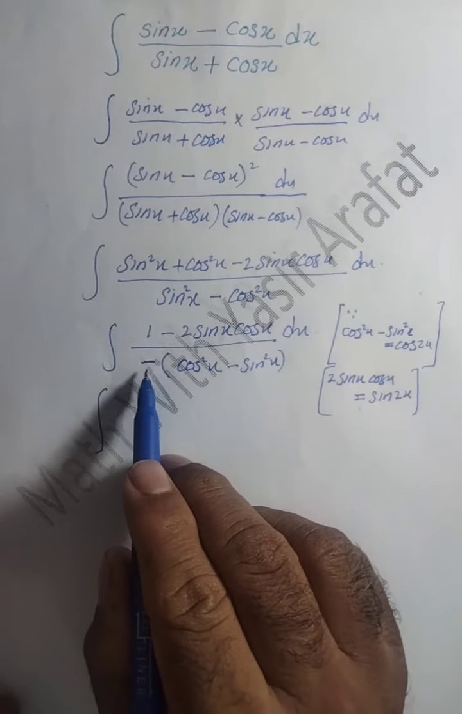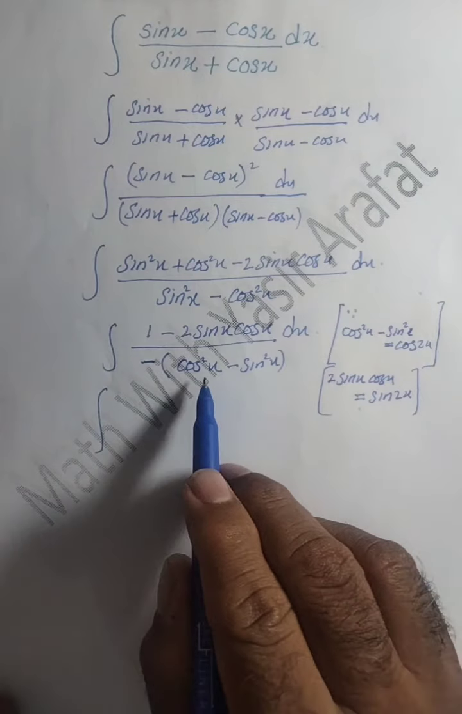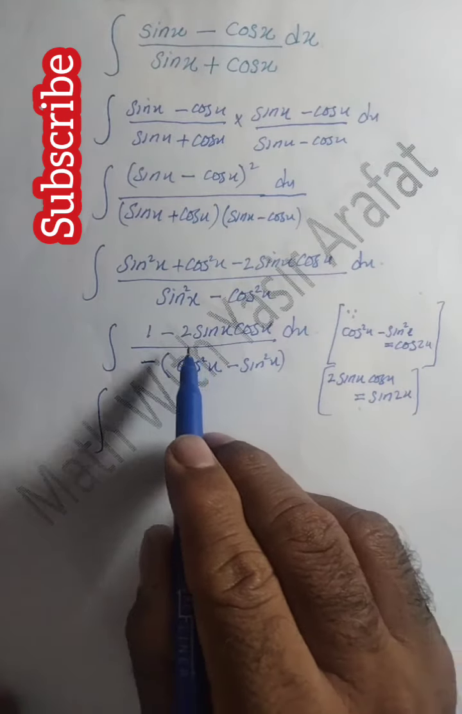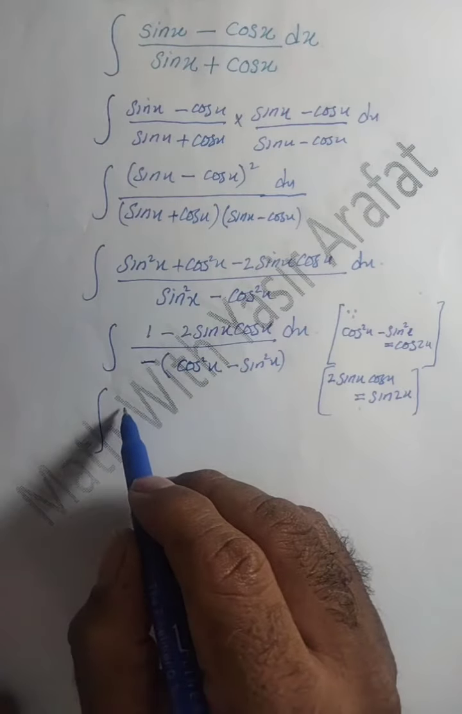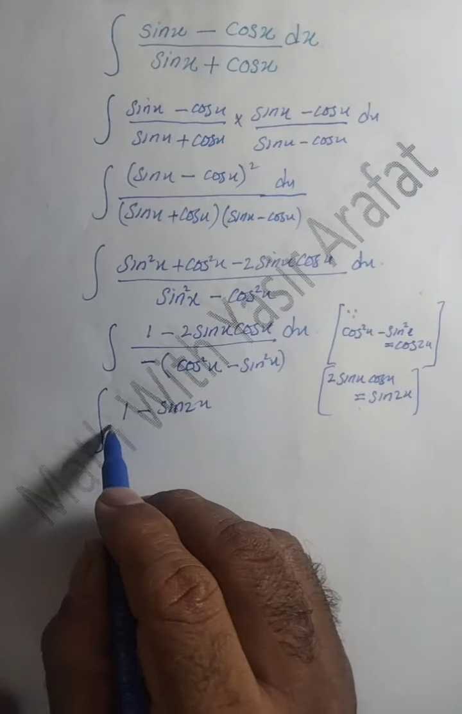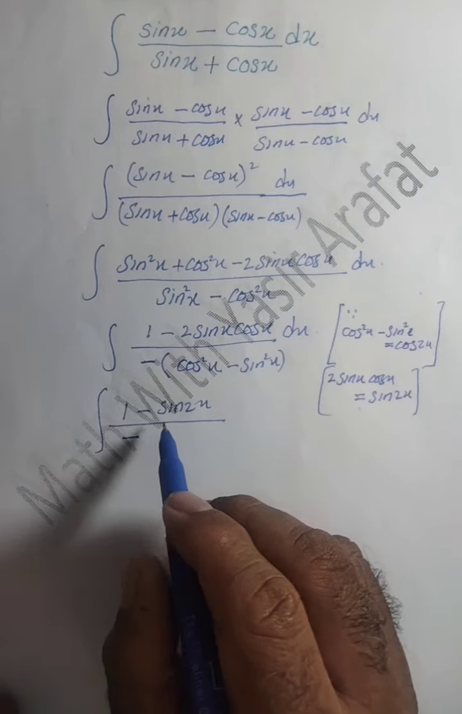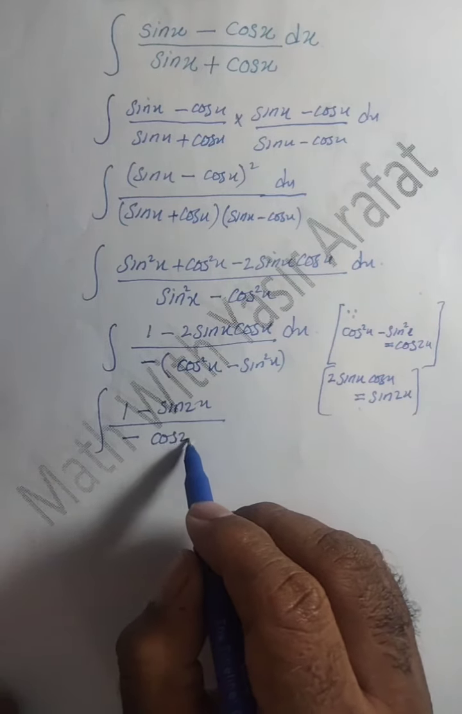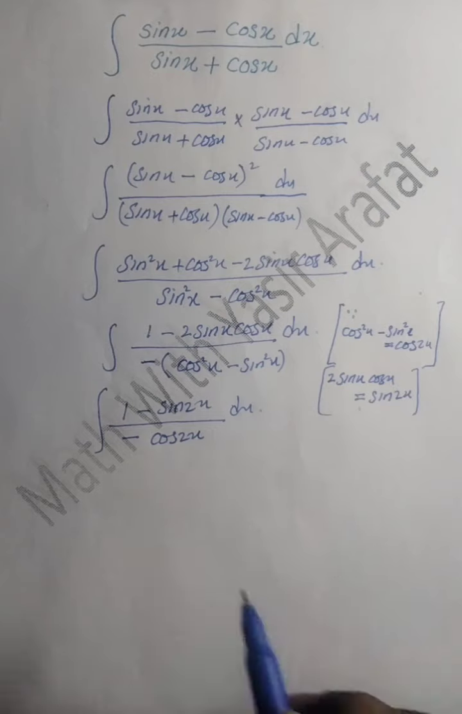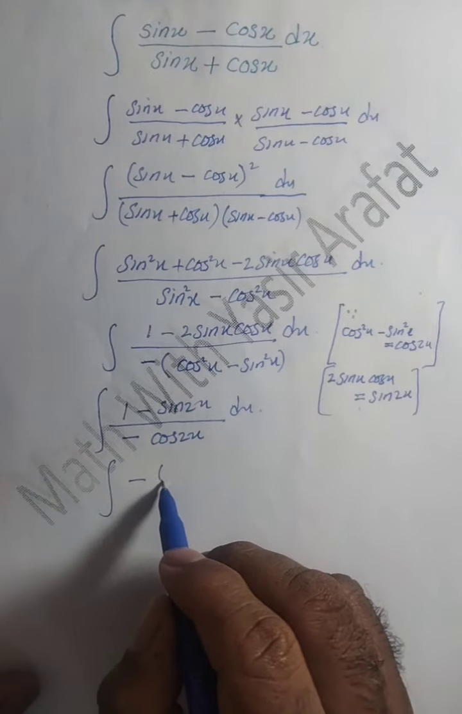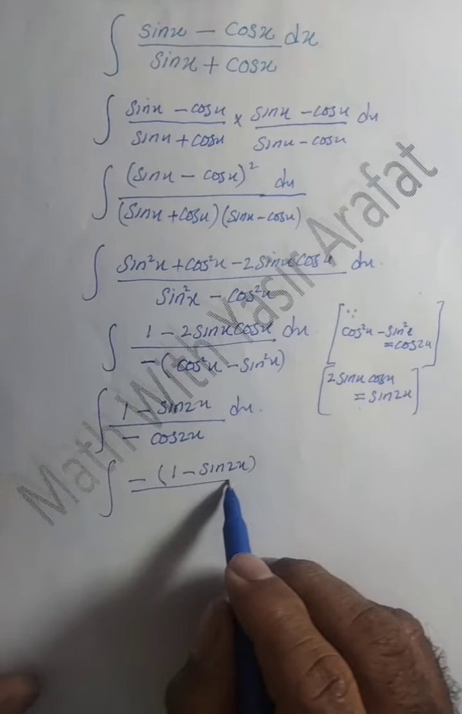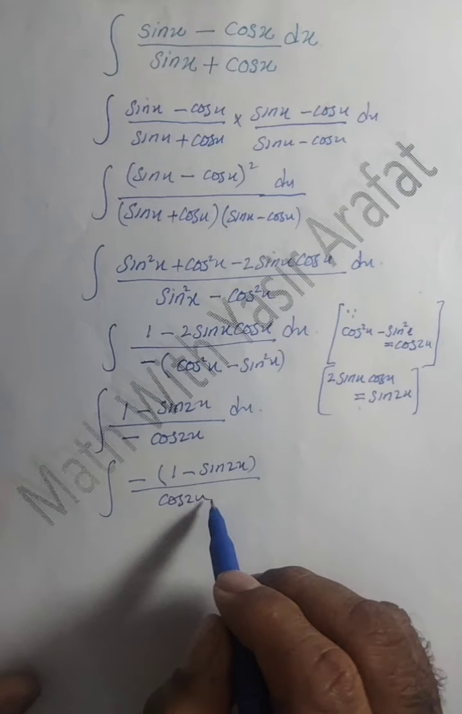That is why we have to take out the negative sign common from the denominator, because cos square x minus sin square x is equal to cos 2x, and 2 sin x cos x is equal to sin 2x. So we just have to put the results here, that is 1 minus sin 2x, and the whole divided by minus cos 2x, of dx. So this is minus 1 minus sin 2x divided by cos 2x of dx.